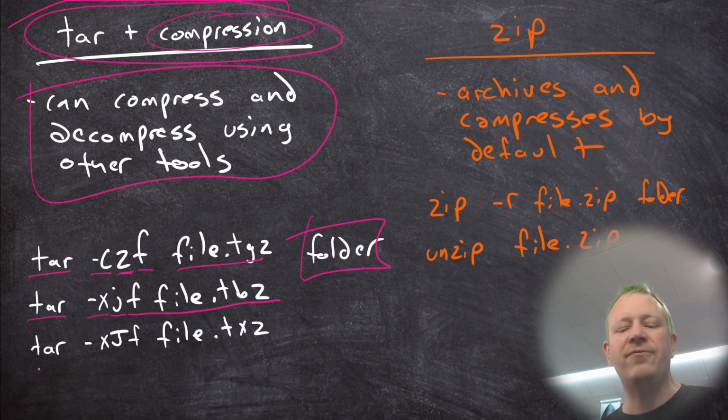And then the same thing for gz compression, but in that case, the extra flag we use is capital J, and that will tell it to use the gz compression suite or decompression suite. So we're going to go through and do that.